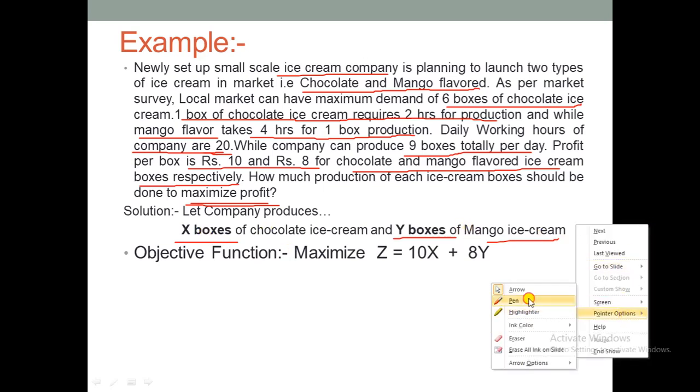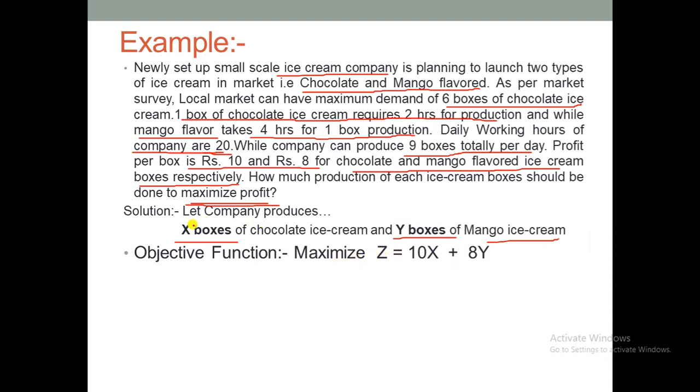The first one is x, second one is y. X represents the number of boxes of chocolate ice cream, y represents the number of boxes of mango ice cream. Now this objective function, simply it has been given that we will have to maximize the profit. So I have taken maximize z. You can replace the z also, that will not be a question.